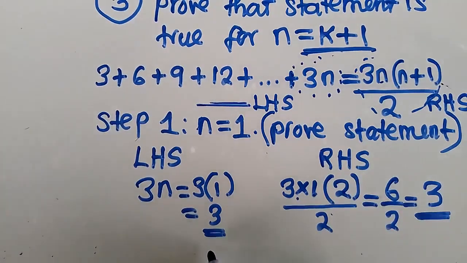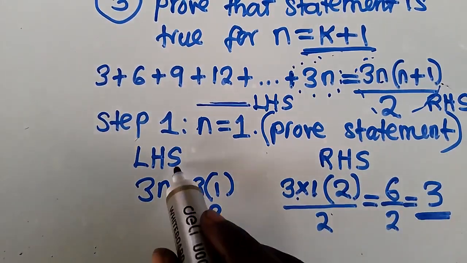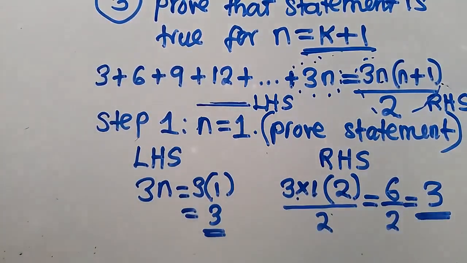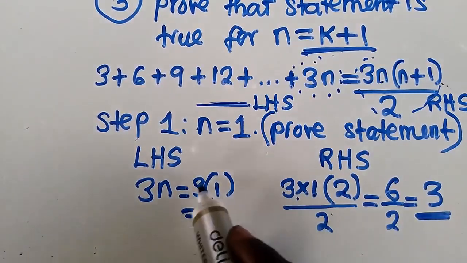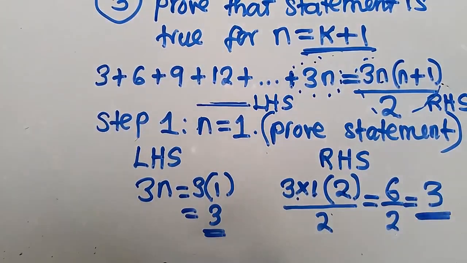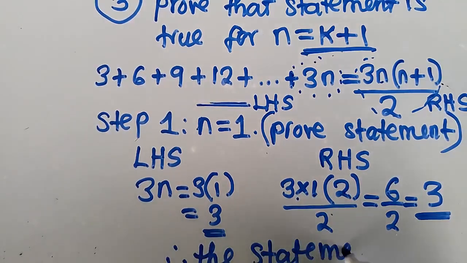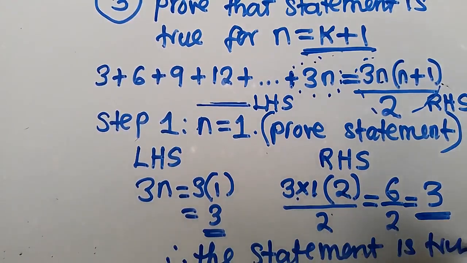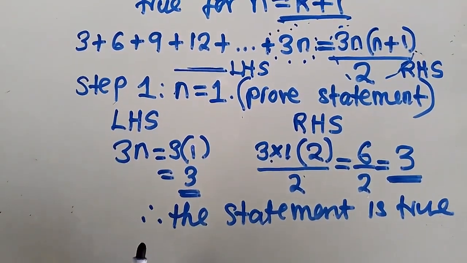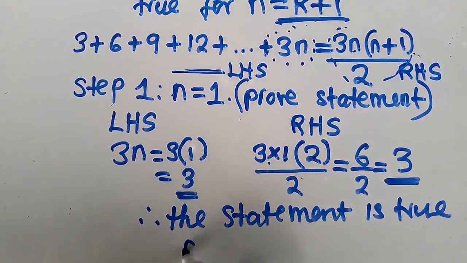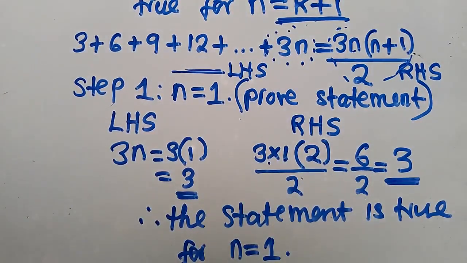When you look at these two, the left hand side and the right hand side, the answer here was 3 and the answer here is also 3. You just say, therefore, the statement is true for n is equal to 1. This is the first step.